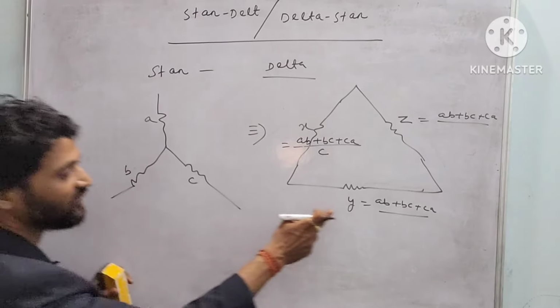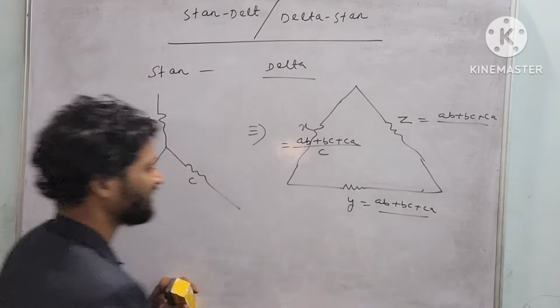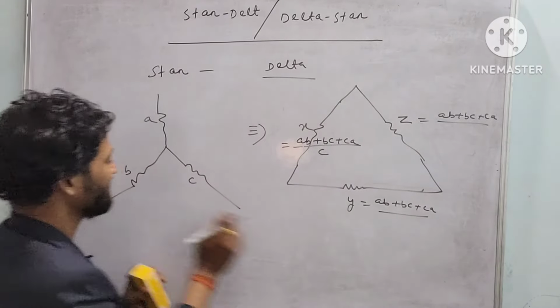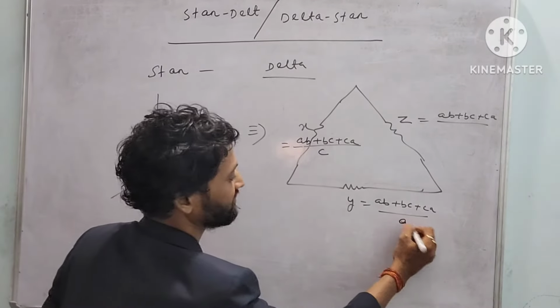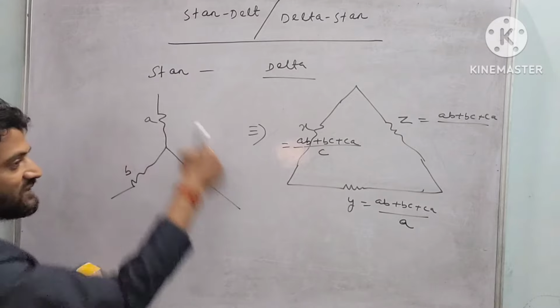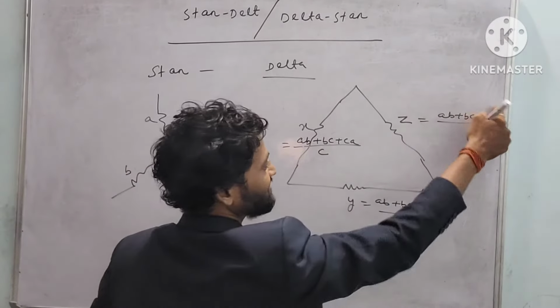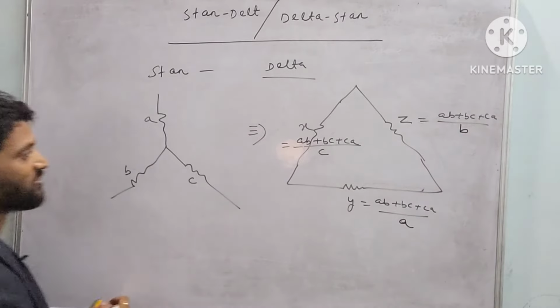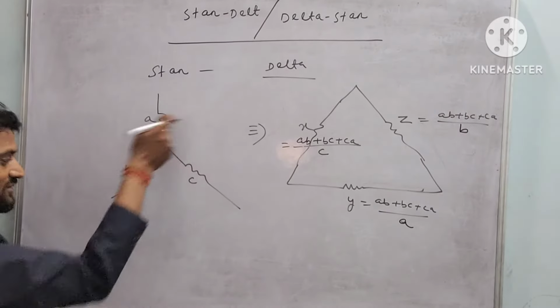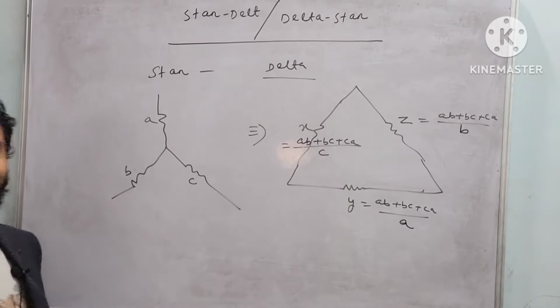Right? Similarly, Y क्या है? AB plus BC plus CA. As I have told, numerator part is fixed. Y मतलब इधर ही मिल रहा है, इसका opposite क्या है? A. Similarly, what is Z? Z is AB plus BC plus CA by B. ये रेजिस्टेंस इसका अपोजिट. ठीक है.